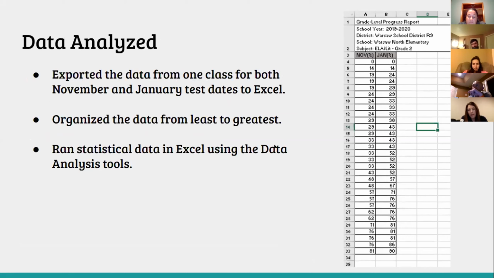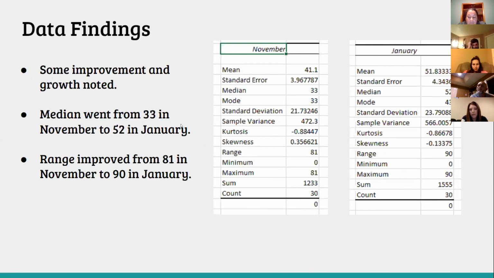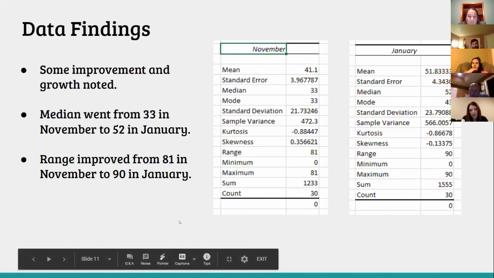You'll see here in a minute, I wish I hadn't done it this way because it changed my results. I wish I had left it paired by student, because originally this would have been the same student, November score, January score, but when I organized it, that broke the pairing, so it kind of changed my results. But in running the statistics, I could see that some improvement in growth was noted because the median went from 33 in November to 52 in January, and the range improved from 81 in November to 90 in January. If you're looking at percentage, that was growth in percentage.